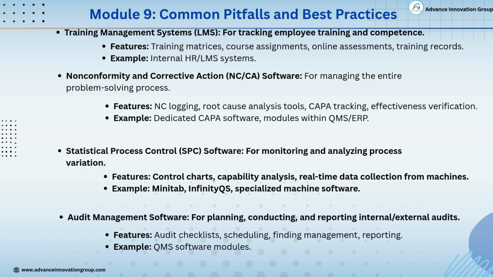2. Nonconformity and Corrective Action, NCCA. Software manages problem-solving end-to-end, from issue identification to corrective and preventive actions, CAPA. Features: NC logging, root cause analysis, like 5 Whys, Fishbone, CAPA tracking, effectiveness verification. Example: dedicated CAPA modules in QMS like Master Control, ETQ, or SAP.